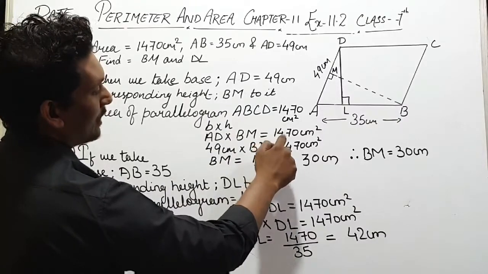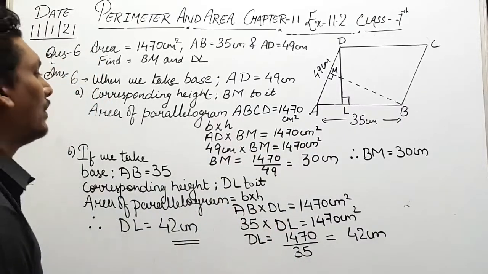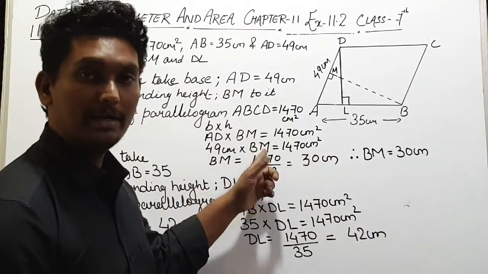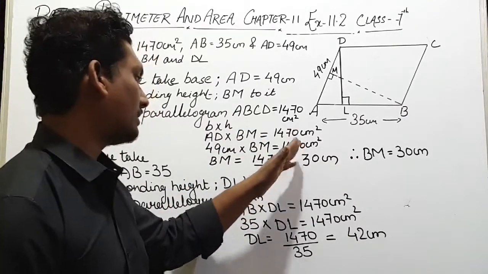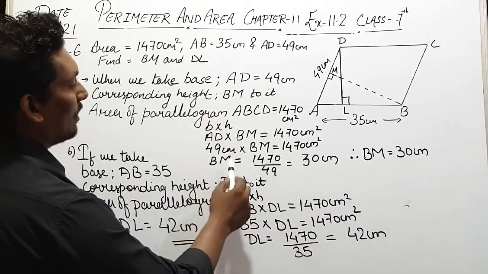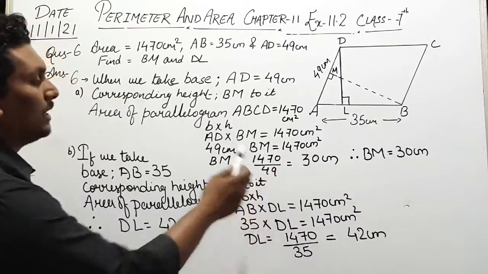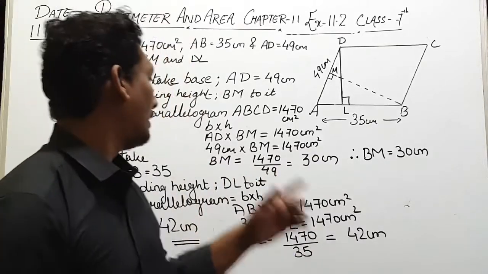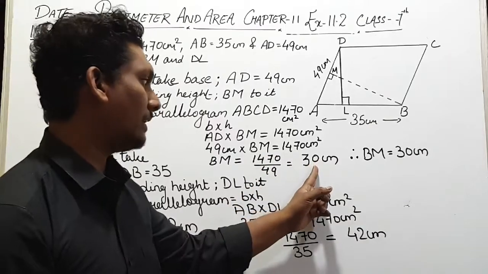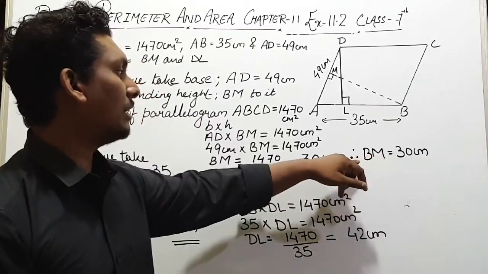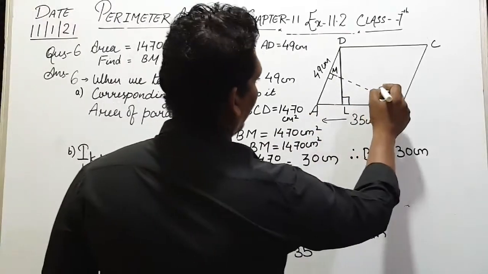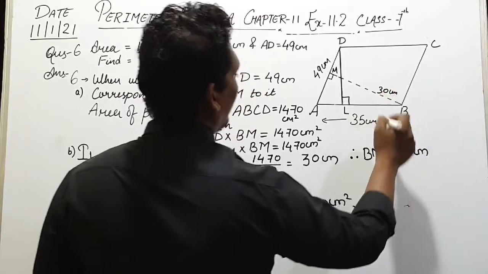And area is given 1470 centimeter square. So in the place of AD, just write 49 centimeter. BM we have to find, write as it is. Area, what is given, just write as it is. So for finding the BM, since it's a multiplication, we have to do the division. So when you divide this, you will get 30 centimeter. So in the first case, this BM, we got 30 centimeter.